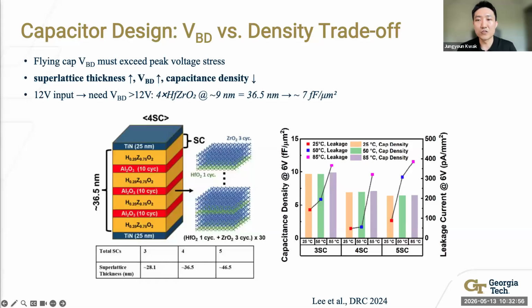The hybrid topology solves this by reducing voltage stress on the flying capacitor, with only 0.8 volt across the switched capacitor stage. For the flying capacitor, a much thinner, higher density film becomes viable.